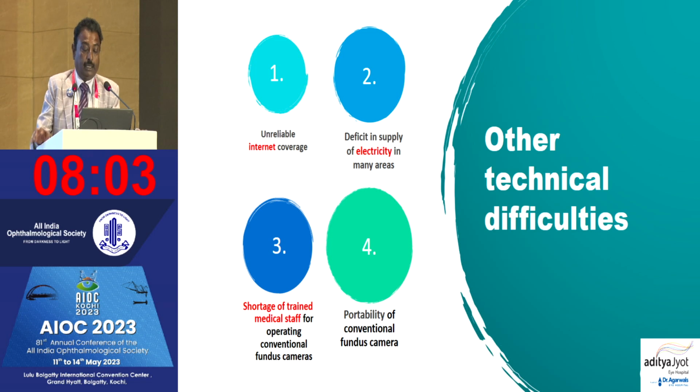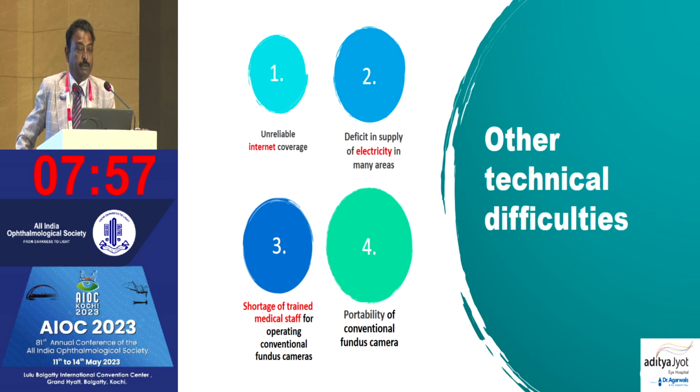The technical difficulties we face in India using AI are unreliable internet coverage, because you need internet for the source, as Dr. Arun Kshetrapal mentioned. Unless you have correct data with the correct matching details, the AI will not be accurate. There is also a deficit in supply of electricity in many areas, a shortage of trained medical staff for operating conventional fundus cameras, and the portability of fundus cameras.